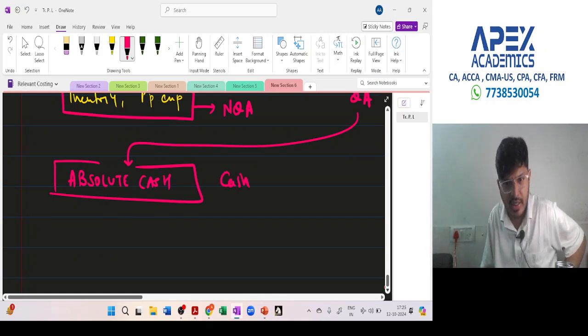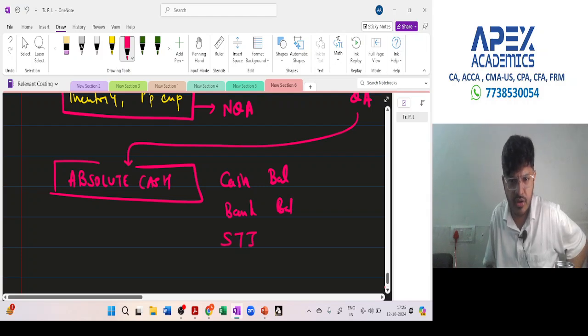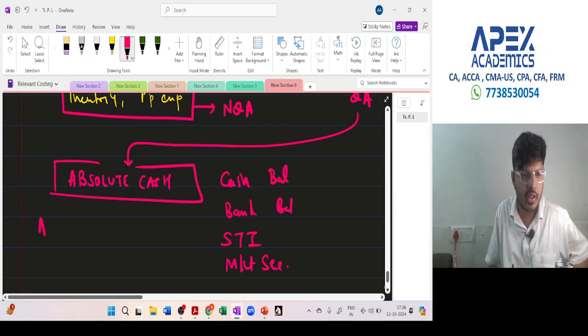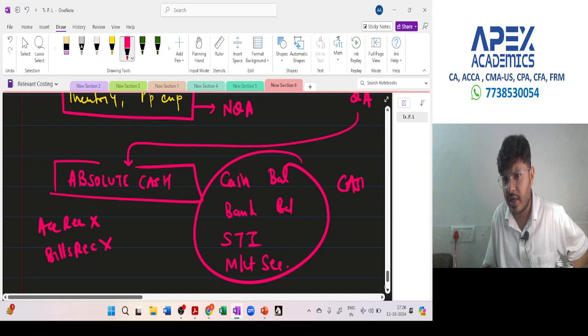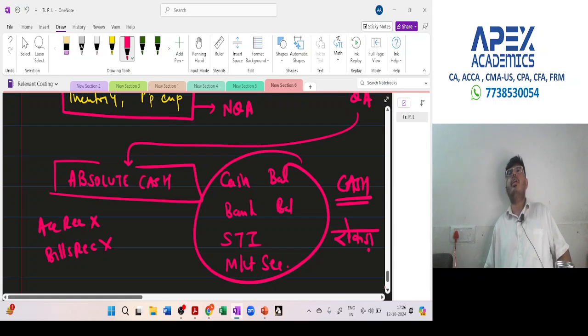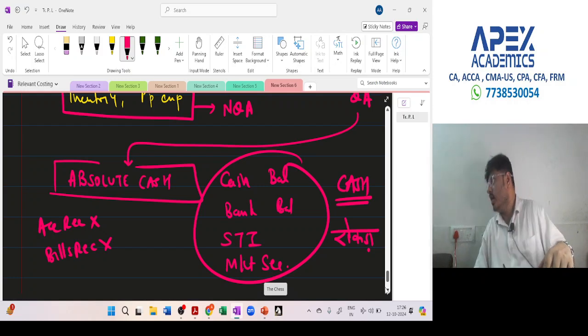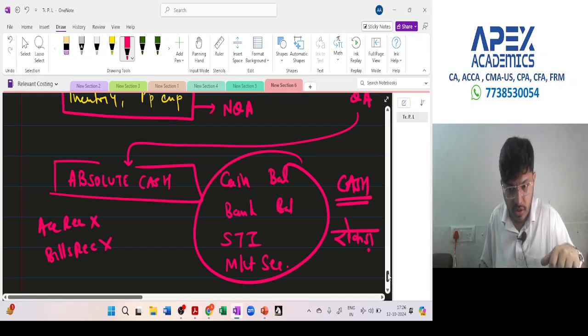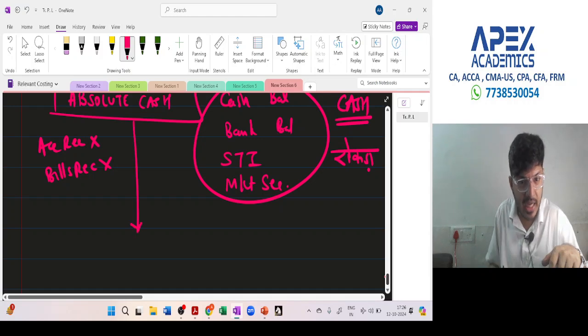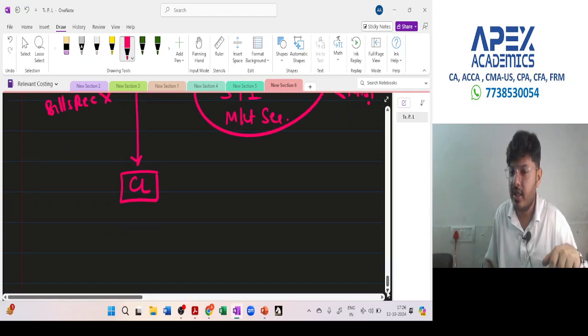Which is nothing but your cash balance, your bank balance, your short term investments, and your marketable securities. Here we do not consider accounts receivable. Here we do not consider bills receivable. Why? This is our absolute cash. This is outright cash. This is rokda. This is outright money as far as we are concerned. Yes or no? Yes. Therefore, please understand, does your company have that much absolute cash that it can pay off its current liabilities? What am I trying to say?